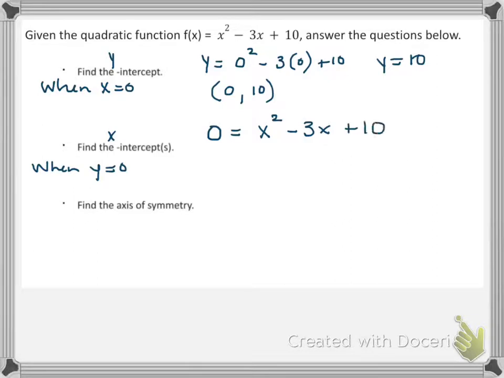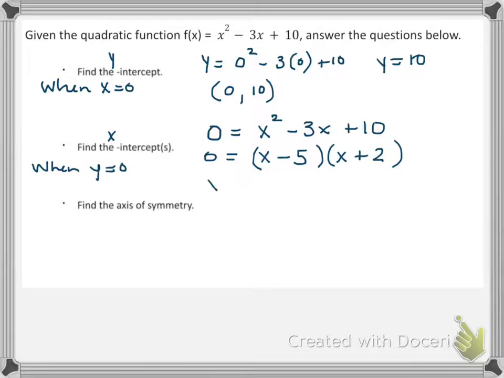So there's my function, and then what I would like to do is factor. So this is going to be an x, and then I need a way to multiply to get 10. How about 5 times 2, where 5 is negative and the 2 is positive? That will give me a negative 3 in the middle. That's all equal to 0. And then I have my two x-intercepts.